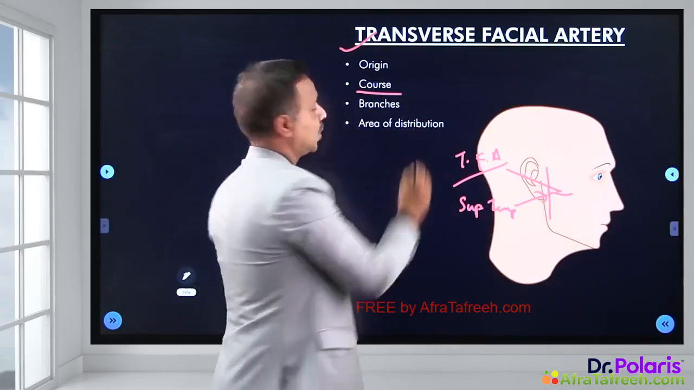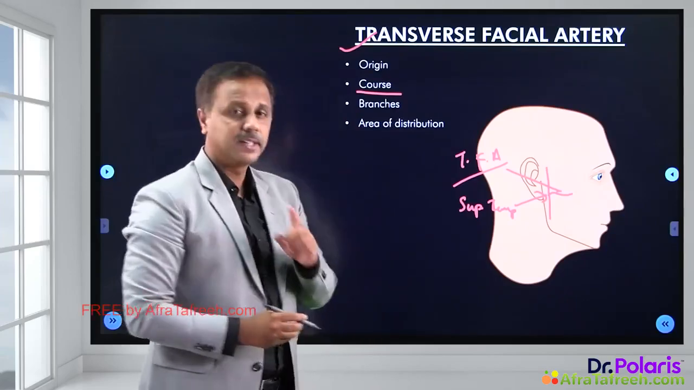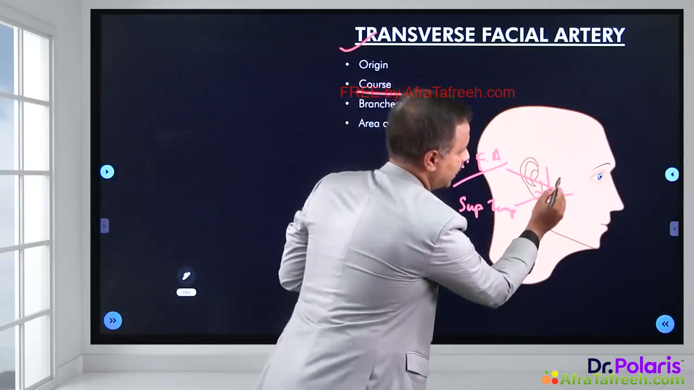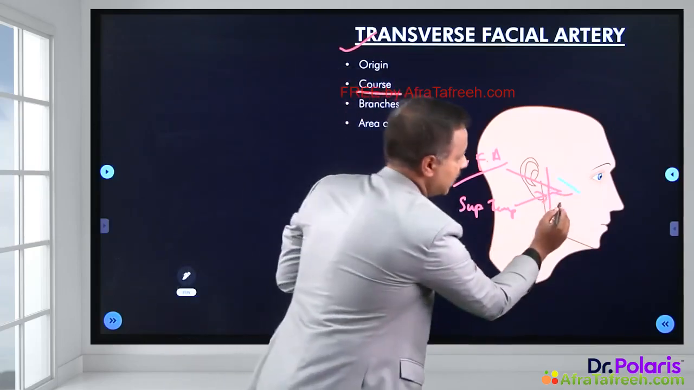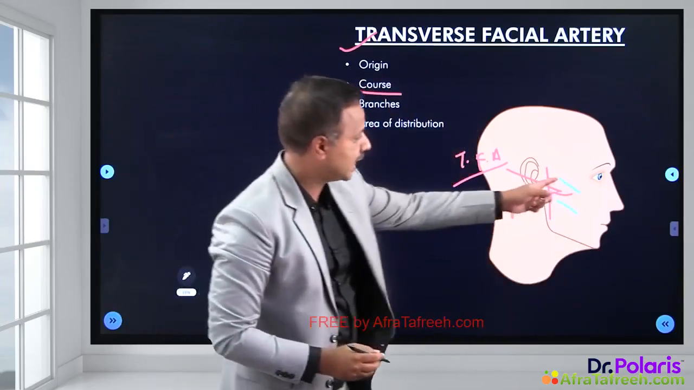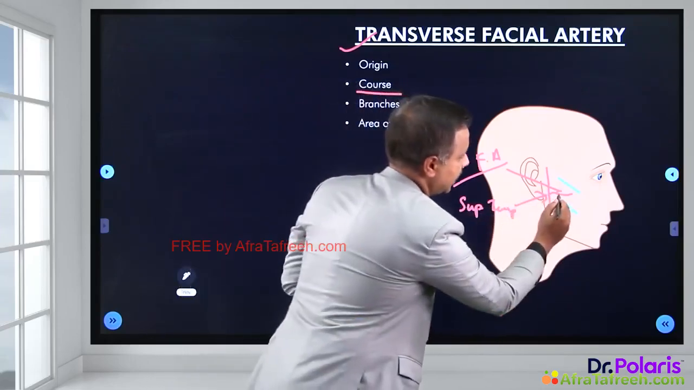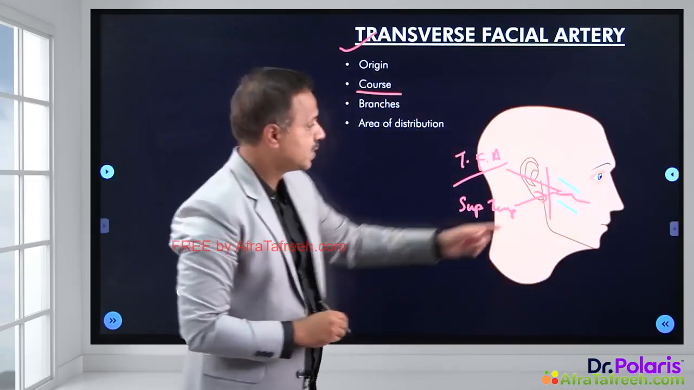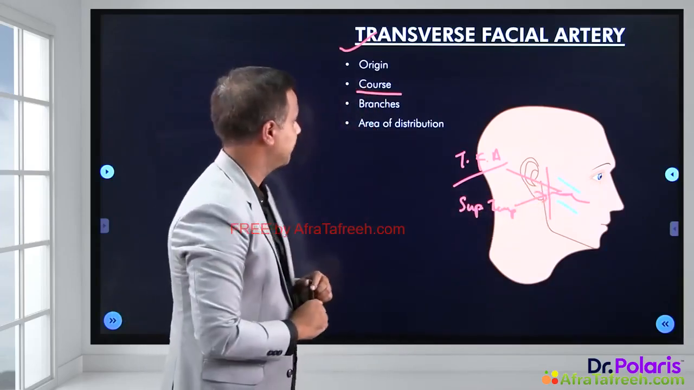What about the course? The important course that you may want to remember is that this passes between two structures. Okay? Easy to remember. Above here you have the zygomatic arch and below here you have the parotid duct. This is the classic relation of the transverse facial artery. It passes between these two structures. Right? So this is regarding the course of transverse facial artery.